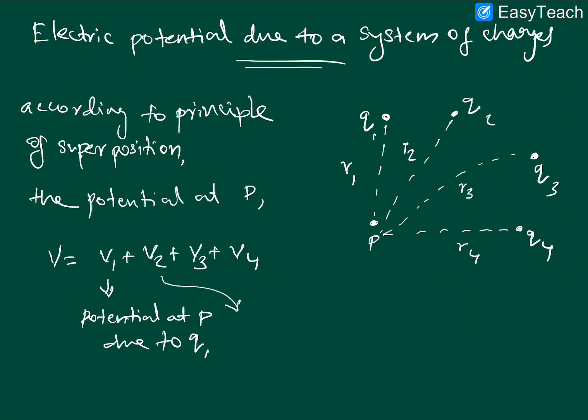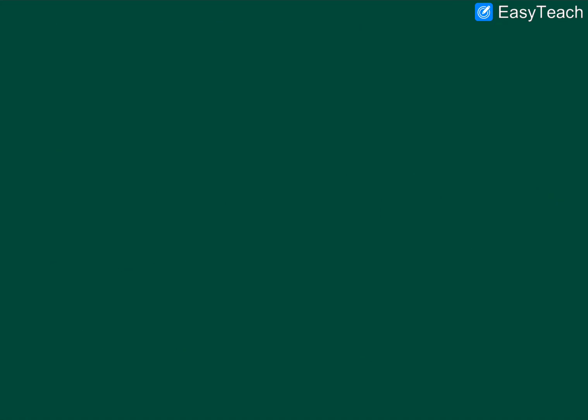V2 is the potential at P due to Q2. Similarly, V3 is the potential at P due to Q3, and V4 is the potential at P due to Q4. And you know how to find the potential at P due to Q1, due to Q2, due to Q3, etc. For that, you already have the equation.